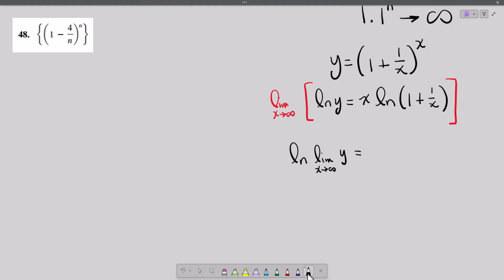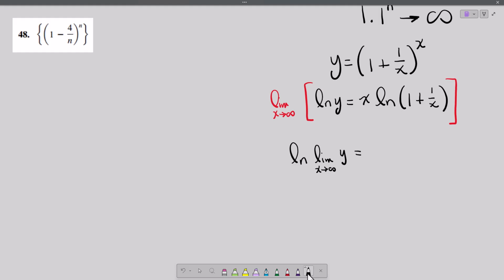You learned in Calc 1 that if you have a continuous function, limits can move inside a continuous function. So if you have a continuous function, that limit's superpower is that it can move right inside and take the limit of the argument of this continuous function. Natural log's a continuous function. The limit can push to the inside.